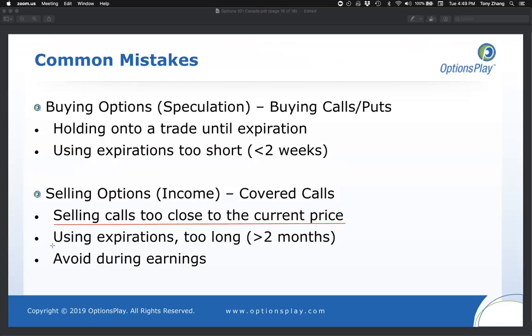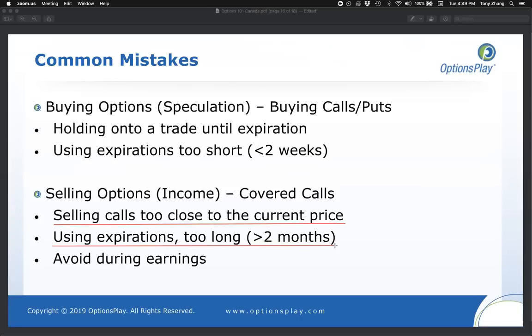Now, when you're selling covered calls, a common mistake that we typically see is that users, unlike buying options, do the opposite. They sell expirations that are too long. And there's a natural reason for this because the further out in time, the more income you receive. A lot of beginner covered call sellers will say, oh, I want to receive more income, so I'm going to sell a 3-month call instead of a 1-month call.